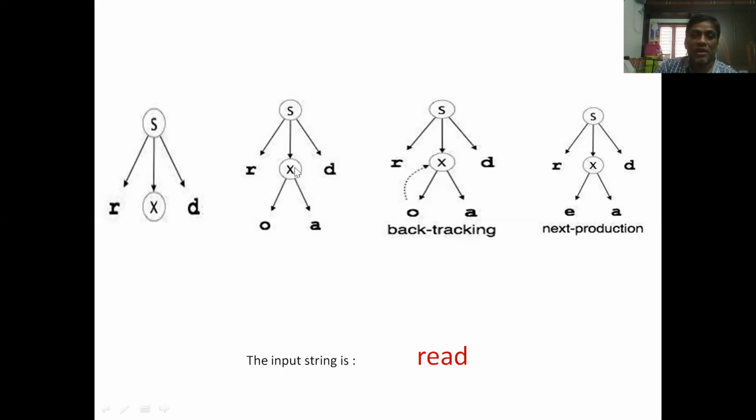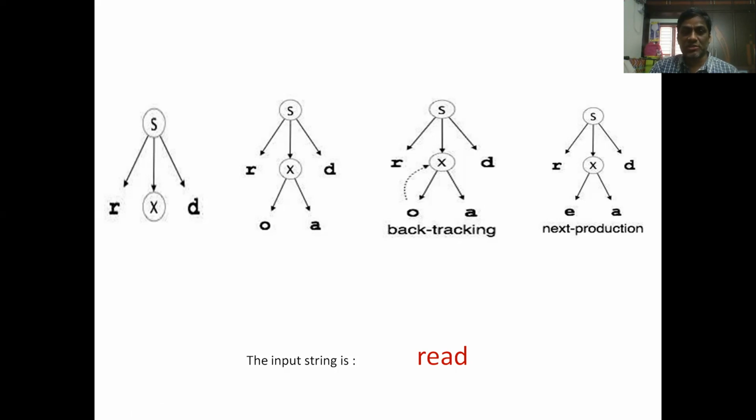The second step substitutes OA for X and matches this O with the second symbol of the string. They are not matching. Therefore, it backtracks to its previous state, X. The substitution of OA is recalled now. Now it tries with another possibility of X. So it substitutes EA, which produces this corresponding string READ. So you need to understand this backtracking step. That is why it is called a backtracking parser.